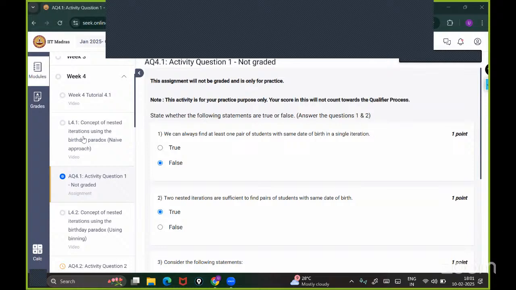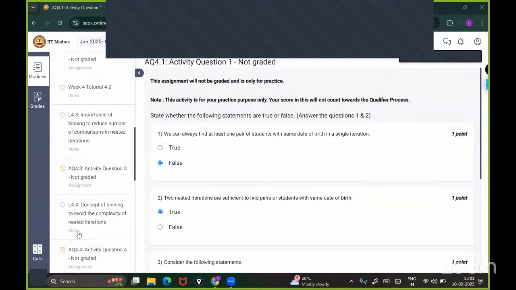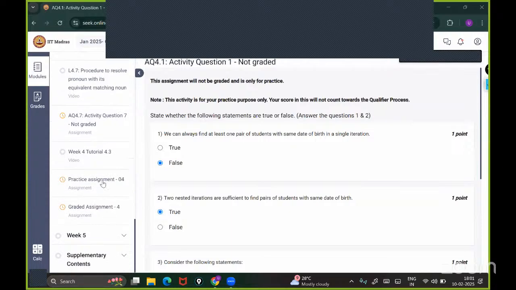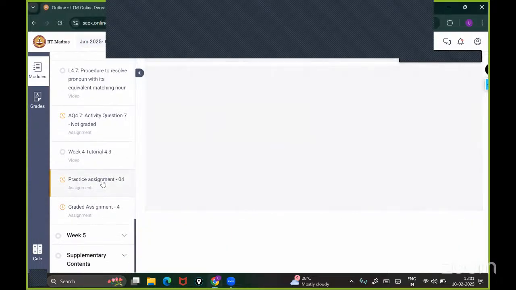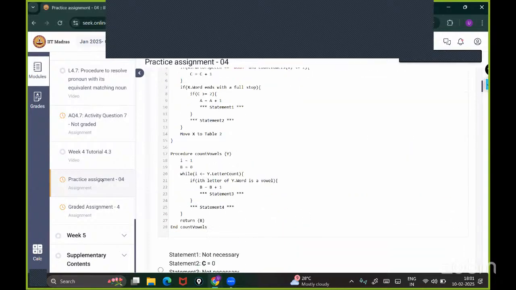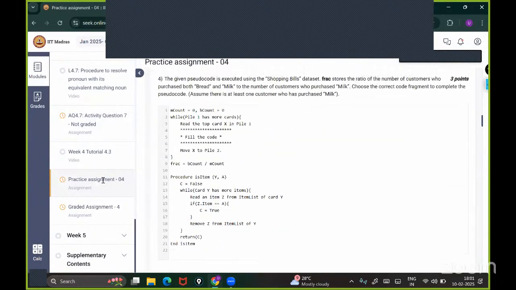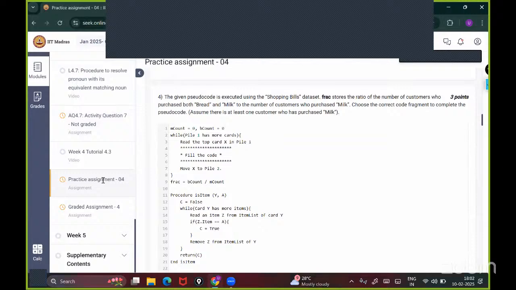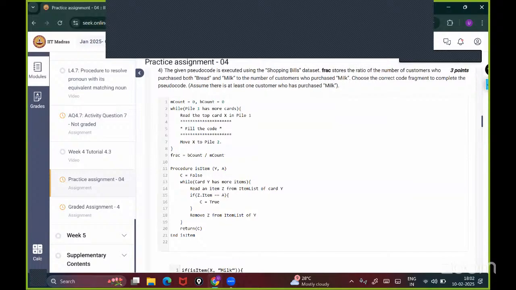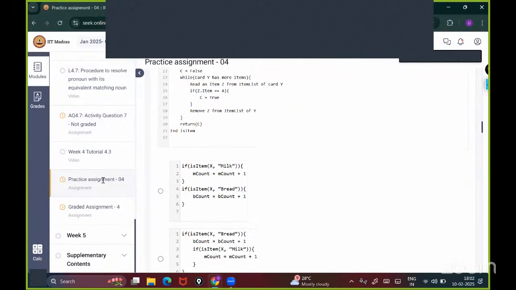Yes, ma'am. I have a doubt in practice assignment question number 4. What is given is, first they have given the pseudocode for executing on the shopping bills data set. If frag stores the ratio of the number of customers who purchased both milk and bread to the number of customers who purchased only the milk, it contains the ratio of both. So you have to choose the fragment of this.